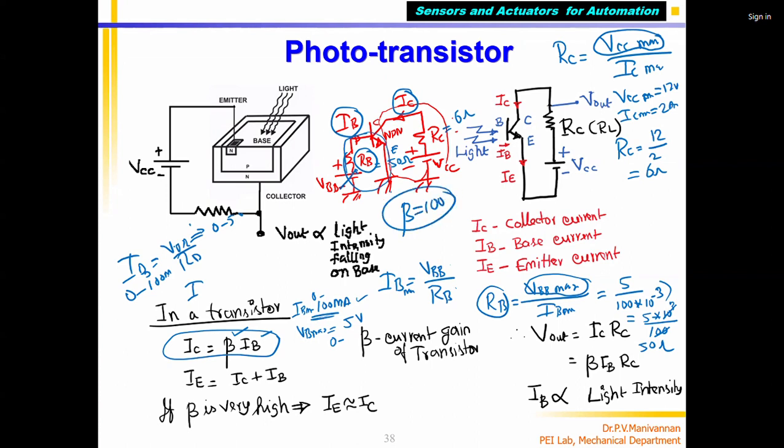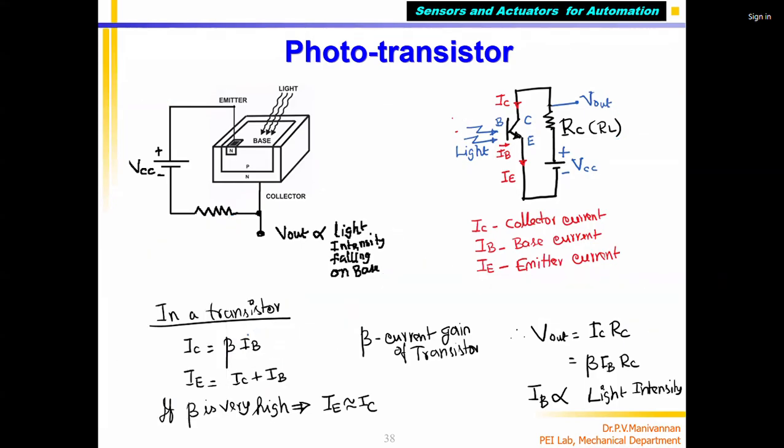What is IC now? For example, if VBB is 2.5 volts, what is IB? 2.5 divided by RB. What RB value did you find? 50 ohms. So from this, you can find the current. That current multiplied by beta is going to be your IC. You can calculate. This is how a regular transistor works. Now, these formulas are very important.